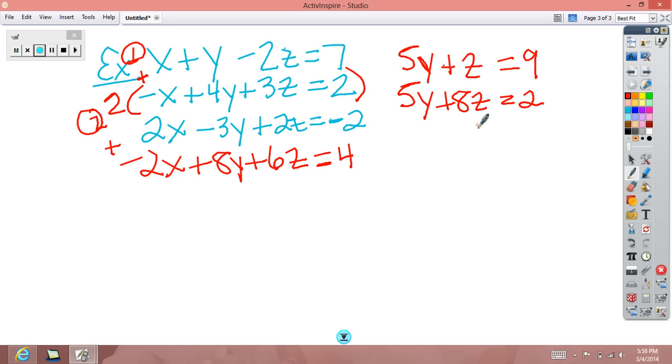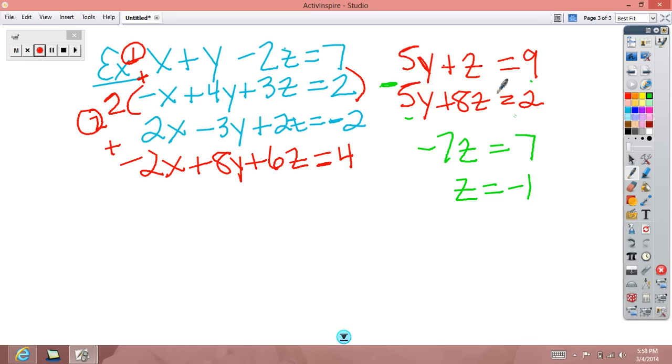All right, so now hopefully you notice 5y and 5y, look at that. I can cancel those by just multiplying this by a negative 1 or subtracting, really. So actually I'm going to subtract here. I think that's going to be a little bit easier. All right, so let's just subtract. 5y minus 5y cancels it out. z minus 8z, negative 7z. 9 minus 2, 7. Divide by negative 7, I get z equals negative 1.